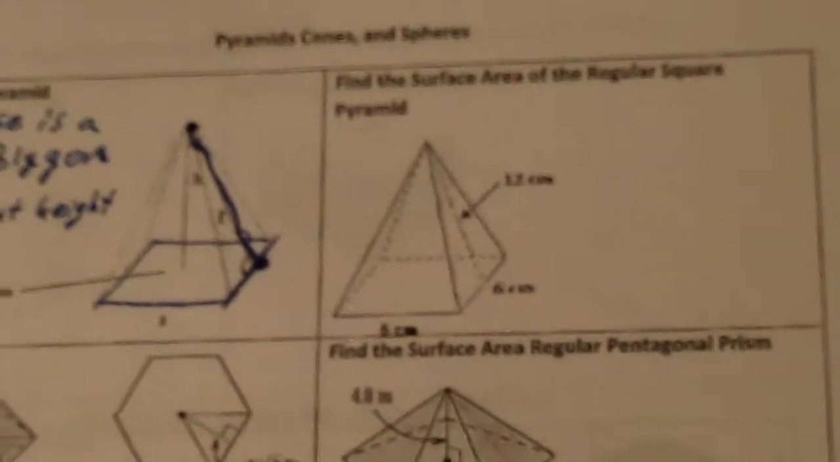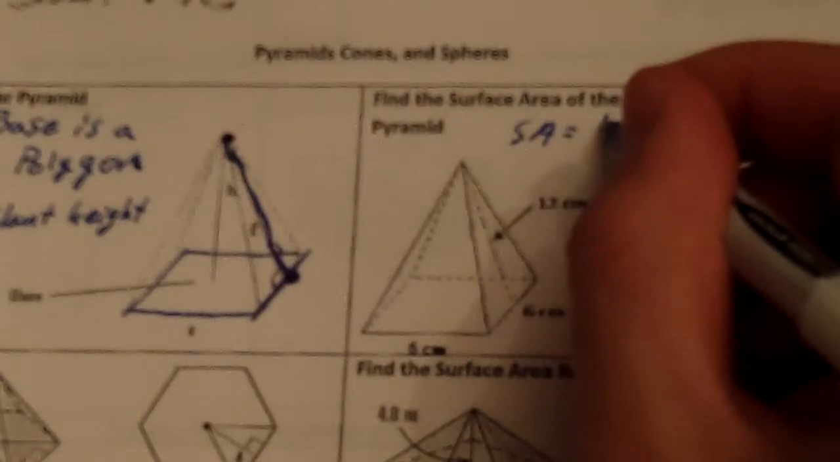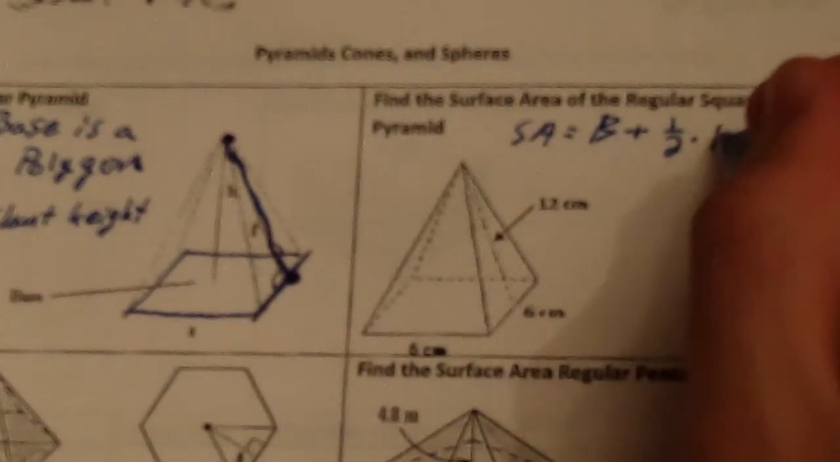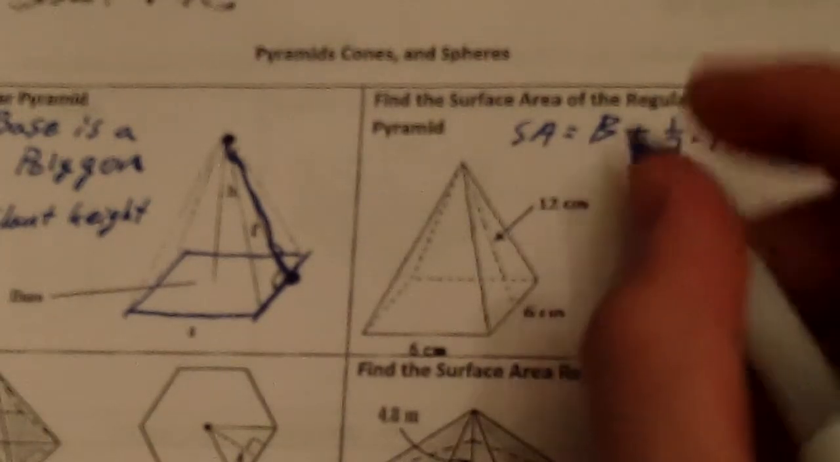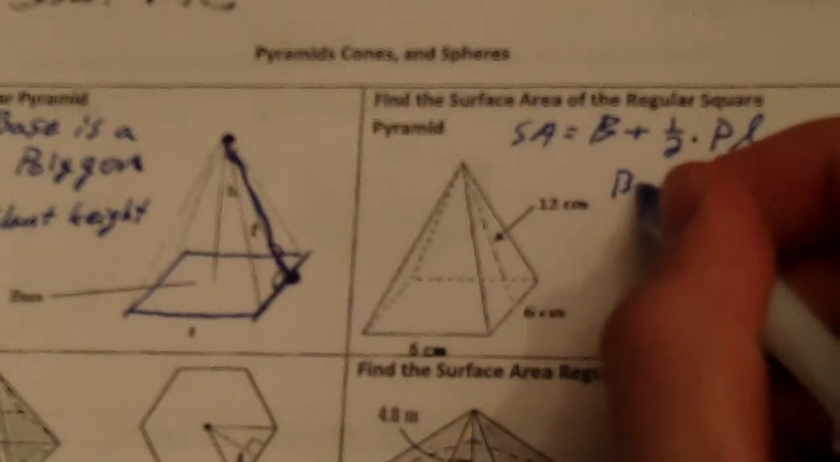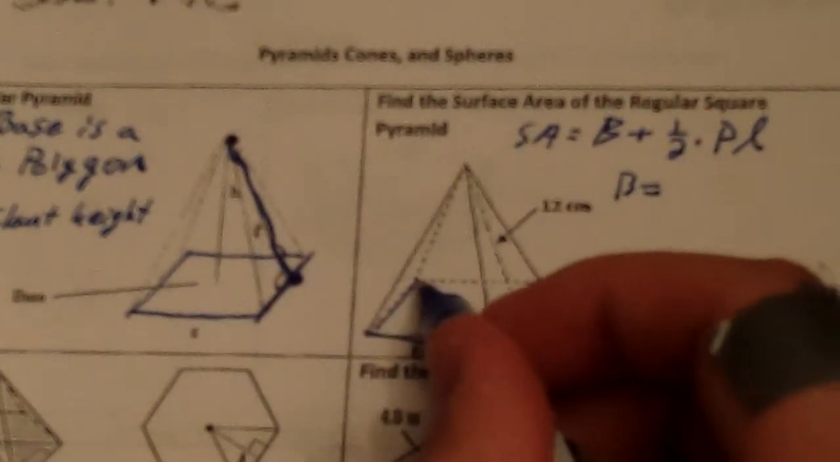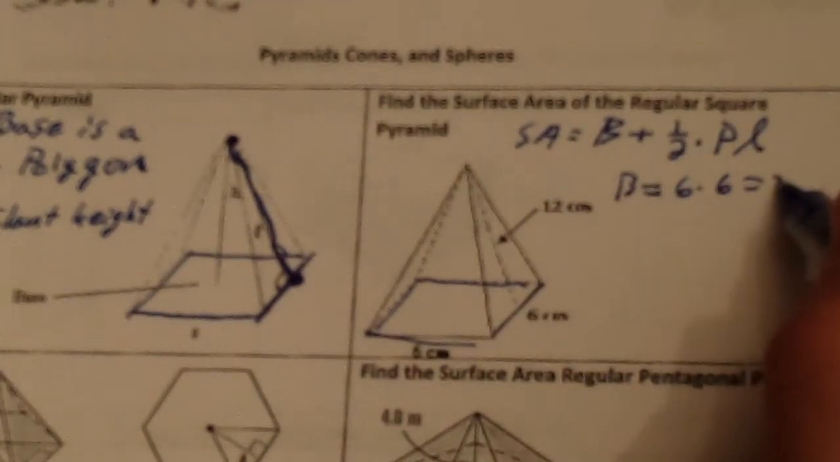So let's move over and do an example. My formula for a pyramid is the surface area equals the base plus 1/2 times the perimeter of the base, that's big P, times the slant height. Well, let's write down everything we know. B is going to be the area of the base. Well, the base is a square, so that's 6 times 6, which is 36.